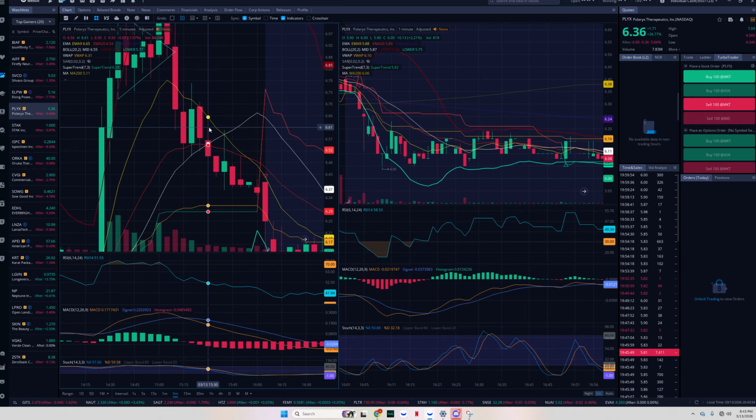Next candle opens, wicks up. There's a bunch of chop there. Breaks below, closes below. Opens here, wicks up, can't close up there, closes below. Wicks up, closes below.